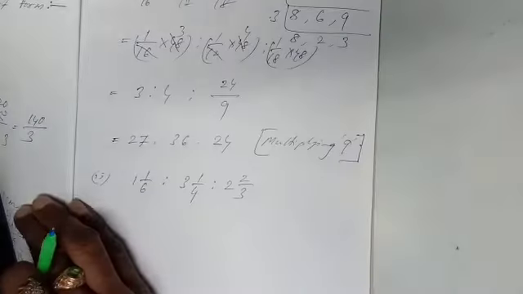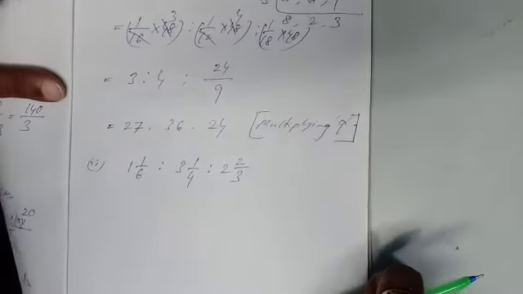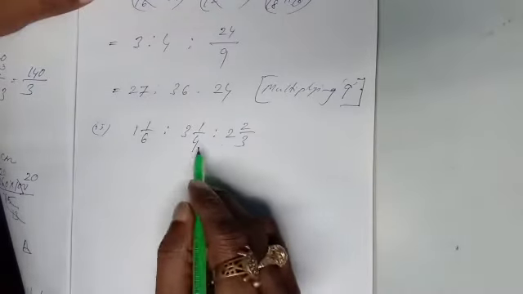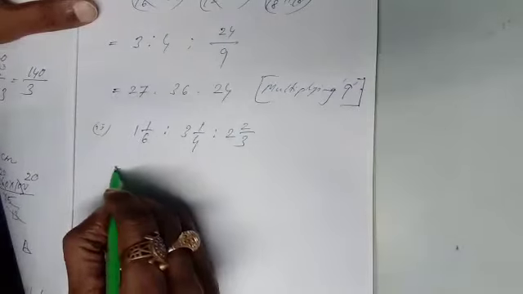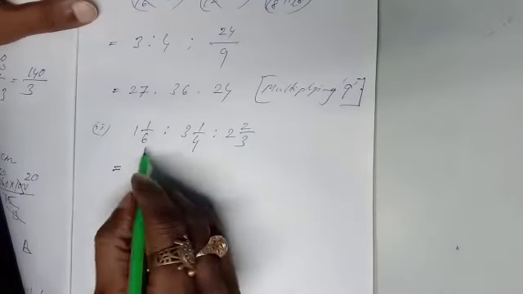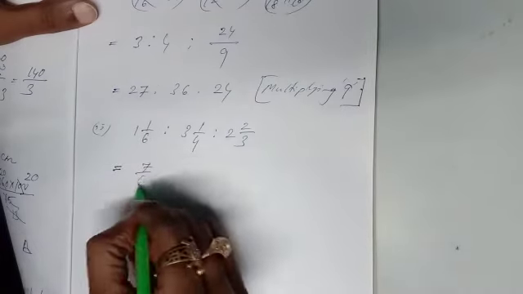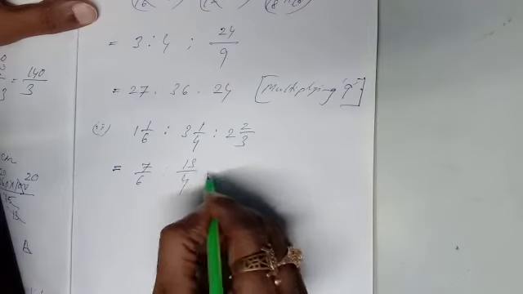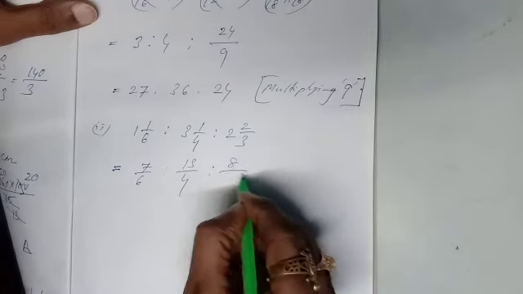In this way, number 2 first part completed. See number 2 second part. Second part question given: 1 1/6, 3 1/4 is to 2 2/3. First of all, you make it improper fractions. These are all mixed fractions given. 6 1 is 6, plus 1, 7 by 6. This will be 4 3 is 12, plus 1, 13 by 4. 3 2 is 6, 6 plus 2, 8 by 3.